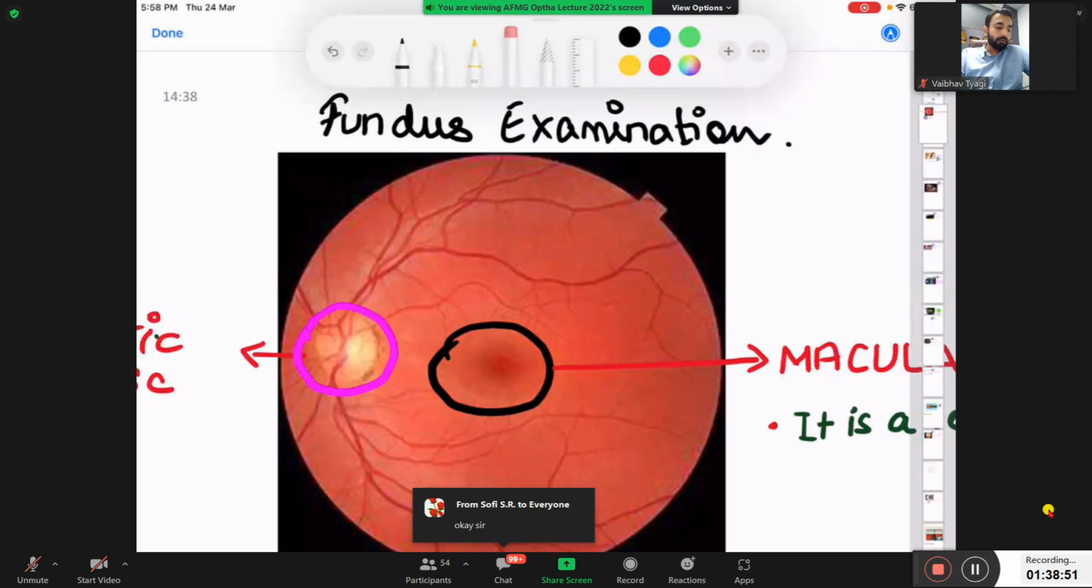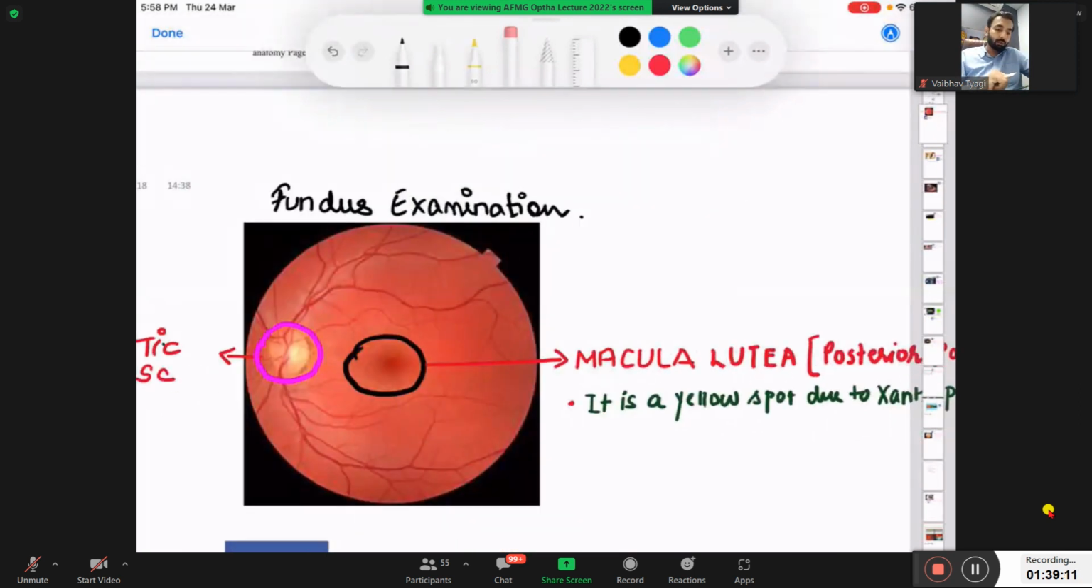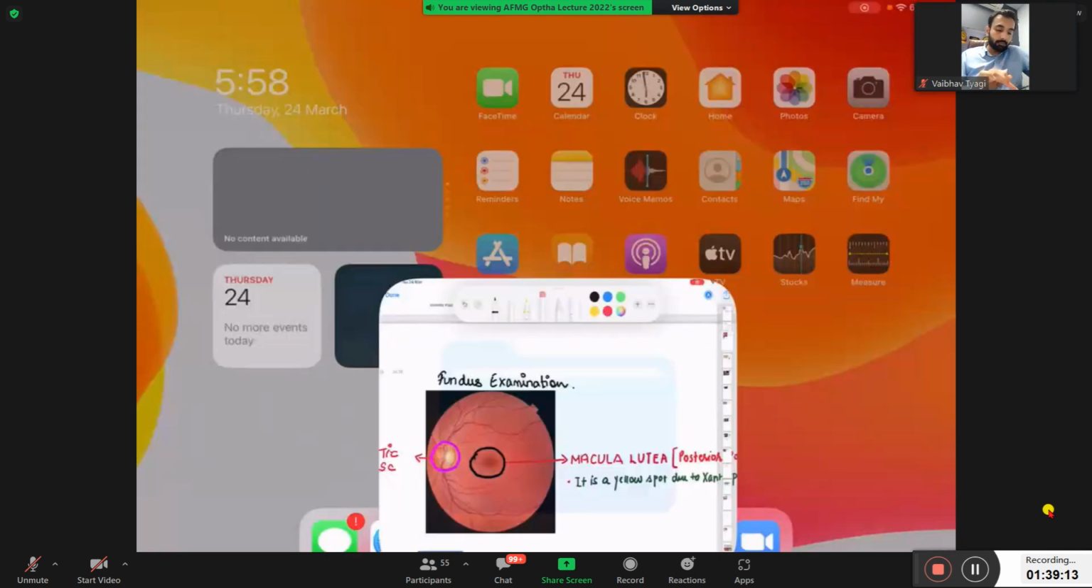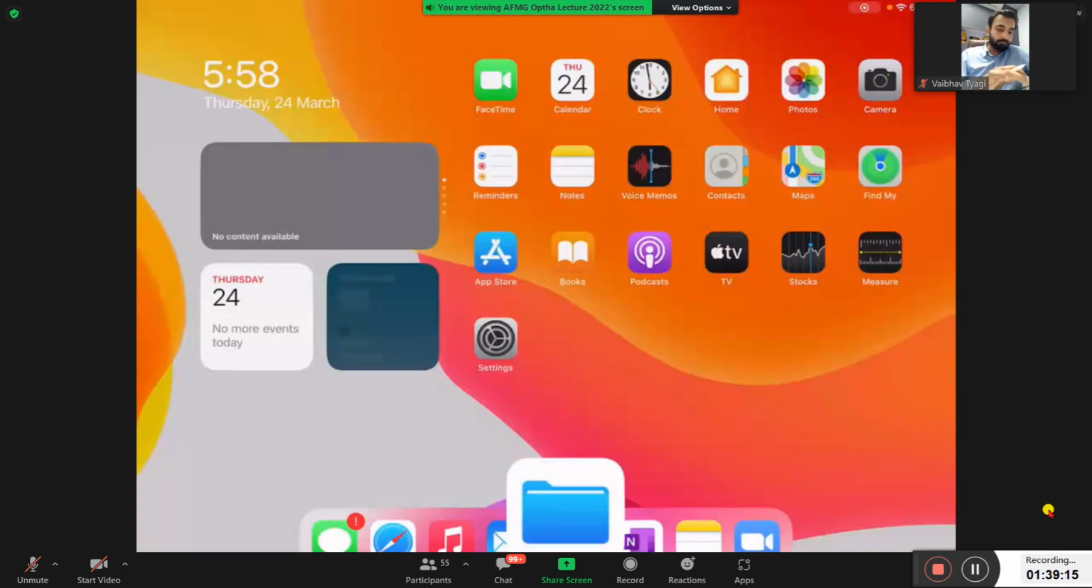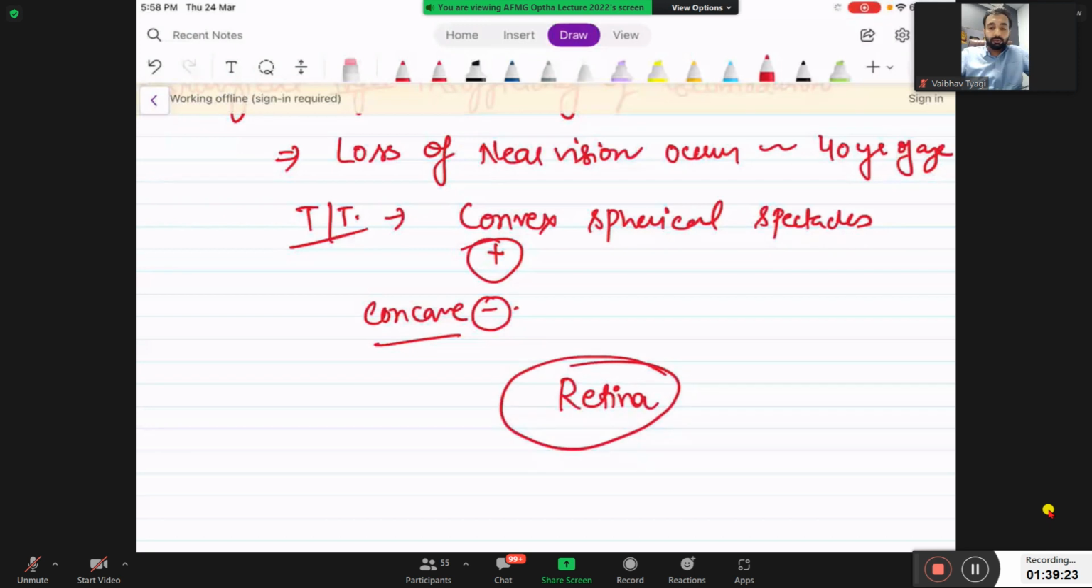So this is a normal picture of your retina examination. This structure is your optic disc, also called optic nerve head. And this central depression in the black circle is called your macula lutea. Write down. Next heading, write down: Retina.